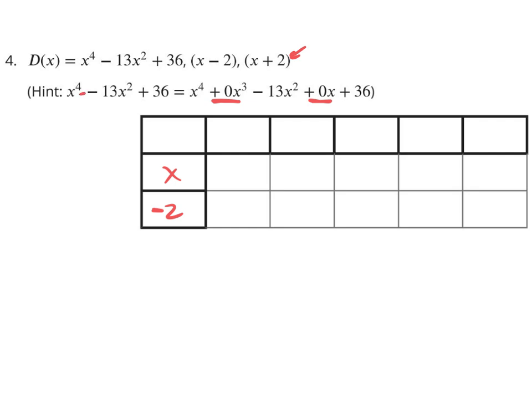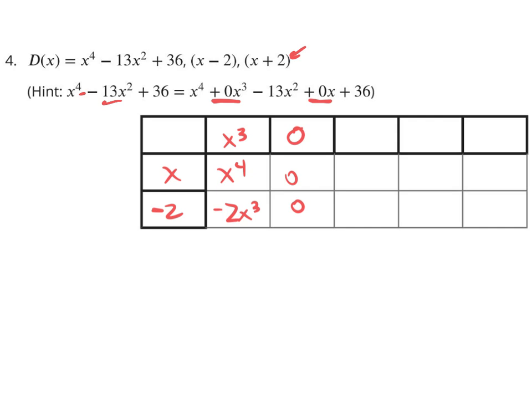So how do we get to x to the 4th? Well, x cubed times x makes x to the 4th. X cubed times negative 2 is negative 2x cubed. And we have to get back to our original term. We don't have an x cubed term, so 0 goes there.